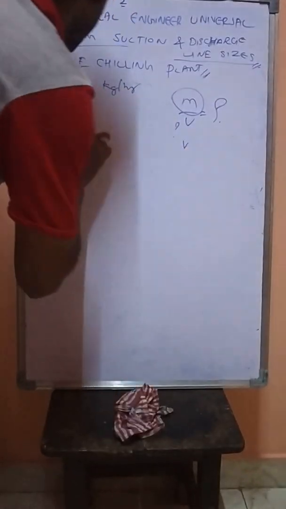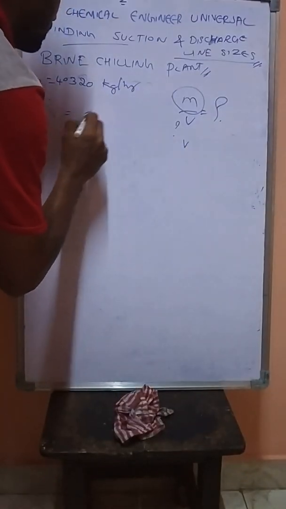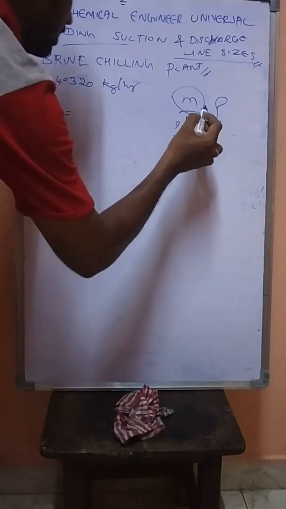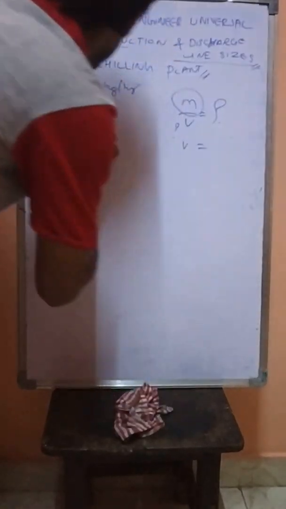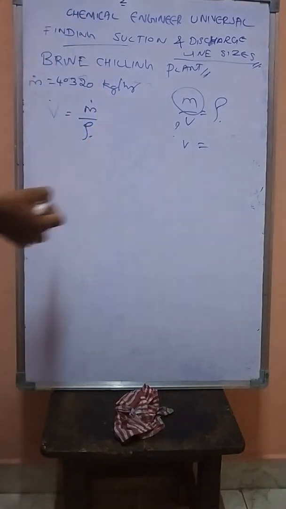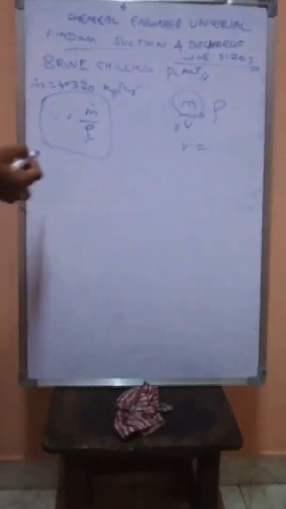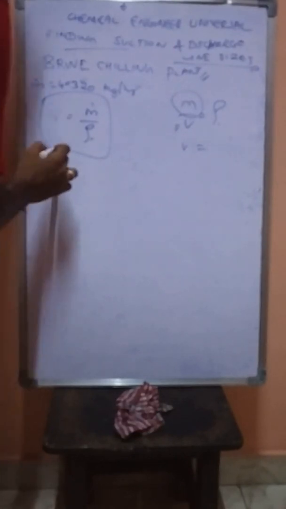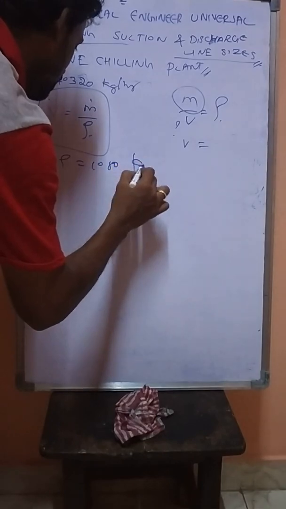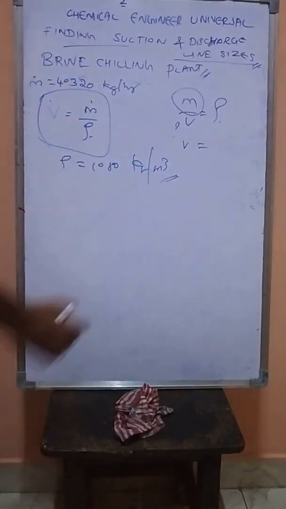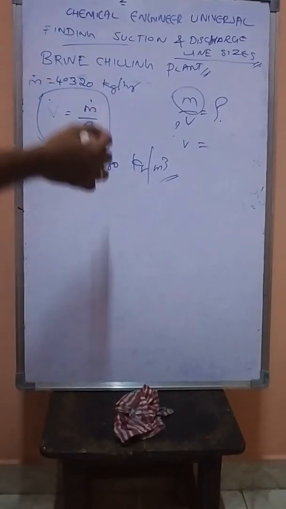So if you rearrange this one, V is equal to m dot by rho. As per this formula, you have to know the density. The density here is taken as 1080 kg per meter cube, right? So as per this one, apply this one.